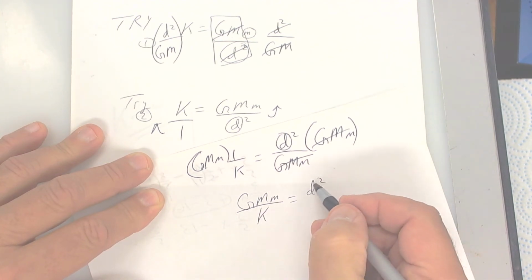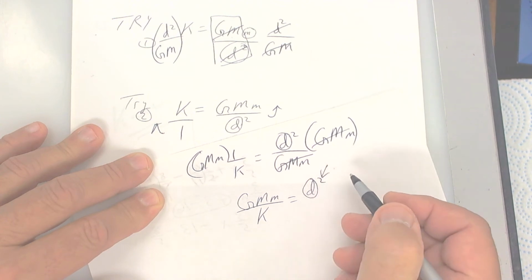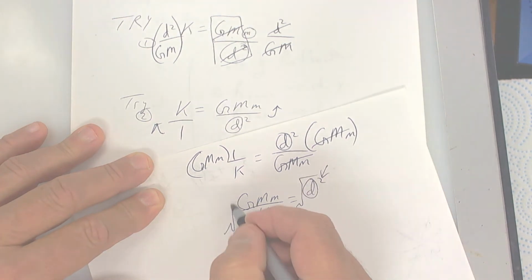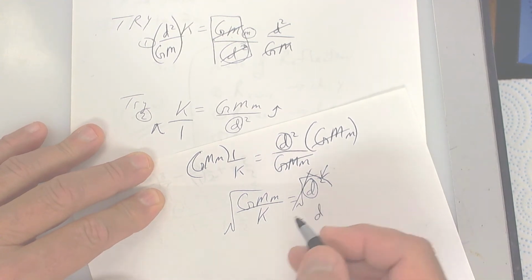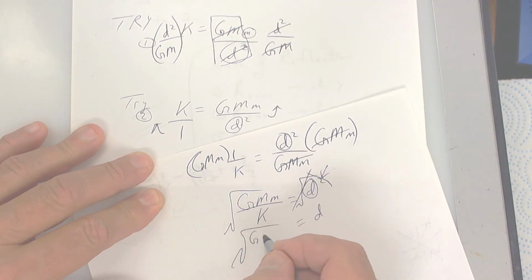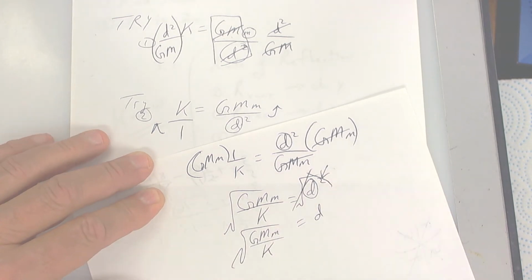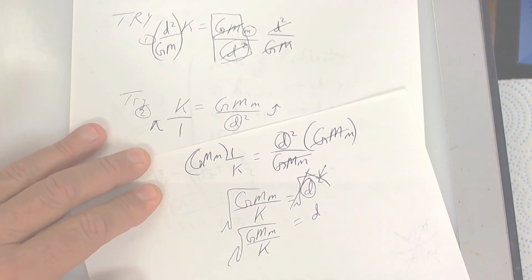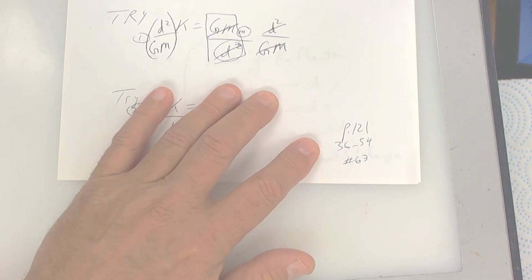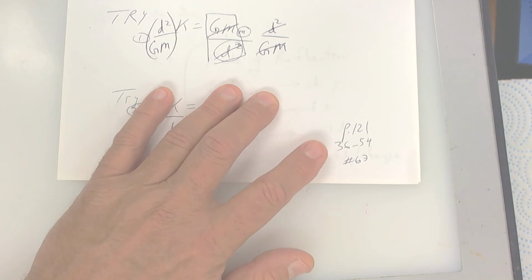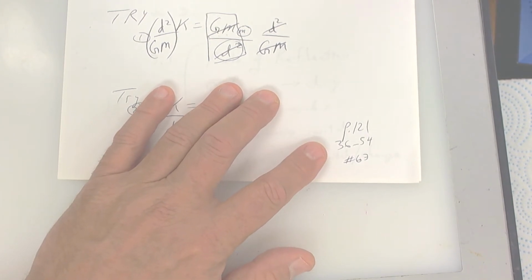Now, to get d by itself, you've got to get rid of that square. So you do something called the square root. And the square root and square cancel. So you get d is equal to the square root of big G, big M, little m over k. And that's your answer. Okay, if you don't have any questions, your work is right here. If you finish this work, then I want you to finish your work from yesterday if you did not.